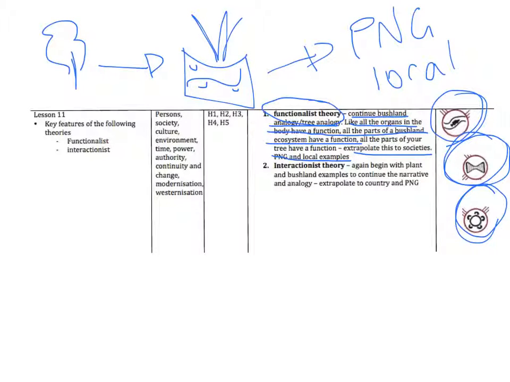And that's how we do those land links that reconstruct, deconstruct, and use the symbols and images of nature to communicate that. So with interactionist theory, again, it's much the same theory. So we start with bushland examples and continue the narrative and analogy to extrapolate to the whole country and to PNG.